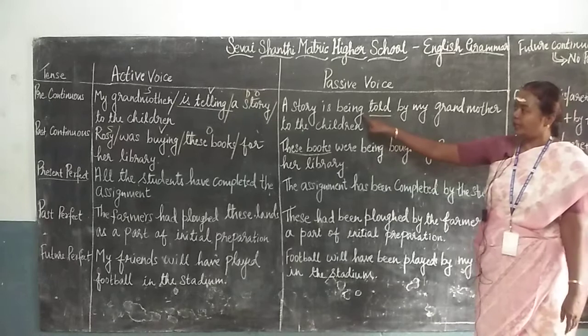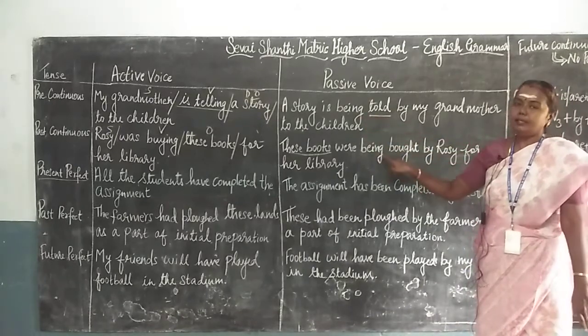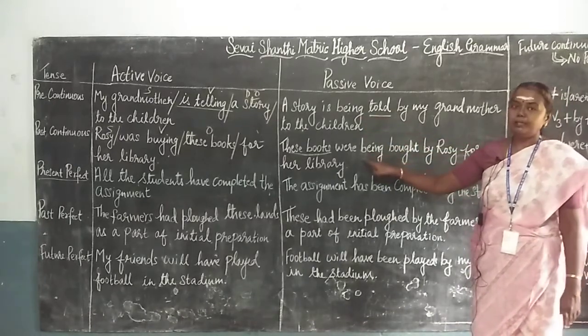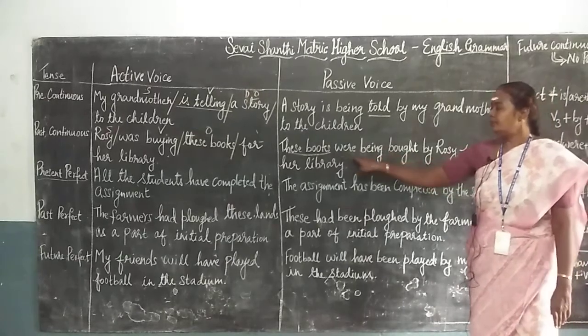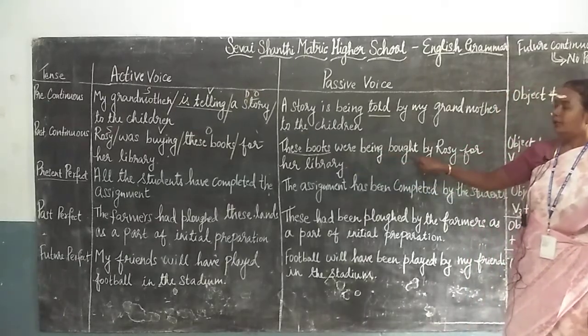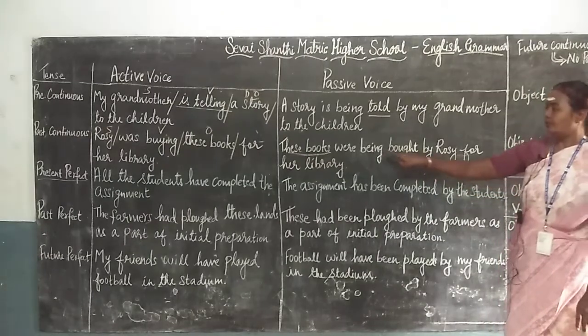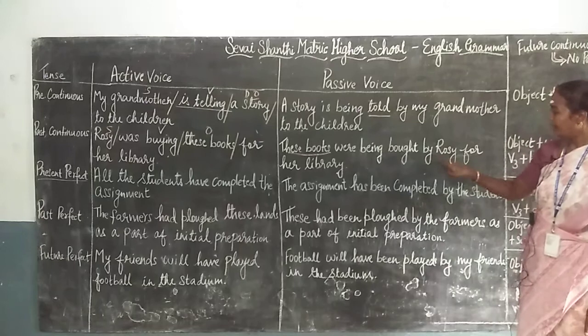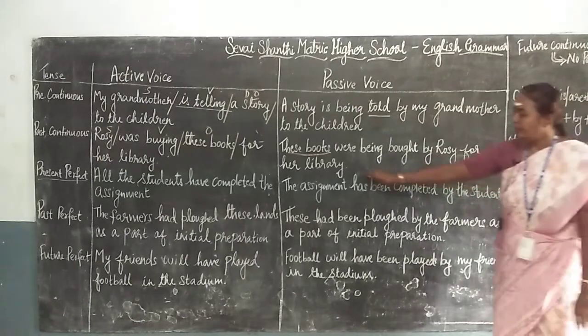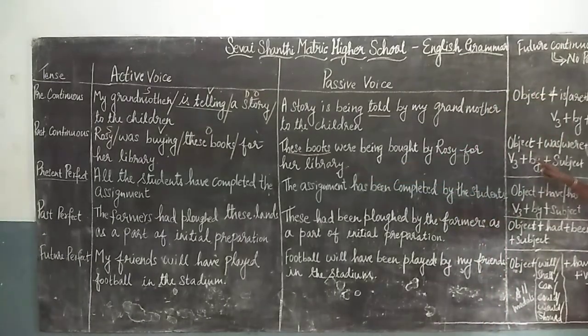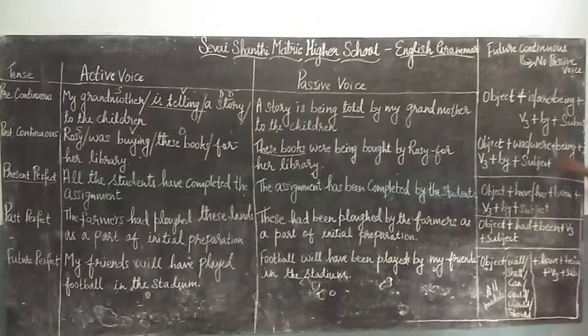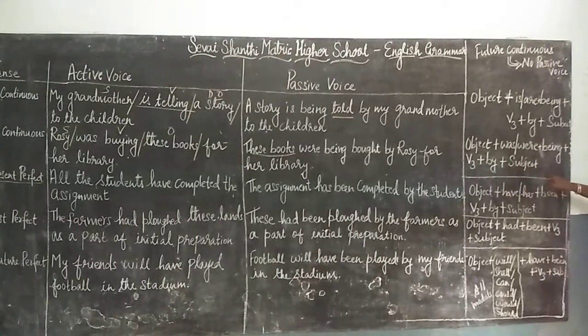I have already told continuous tense will hold this being. Okay, you should keep it in the mind. What is the rule? These books were being bought by, bought. Verb 3 for buy is bought. So these books were being bought by Rosie for her library. So what is the pattern? Object plus was or were plus being plus verb 3 plus by plus subject and the additional things, whatever comes, you can add here. Okay, so keep it in mind.